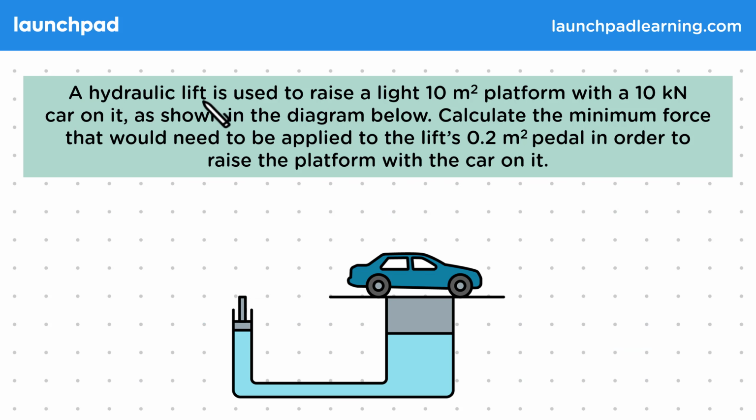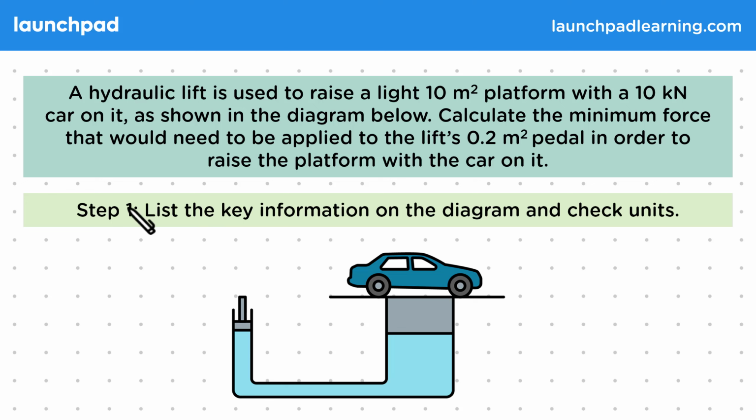A hydraulic lift is used to raise a light 10 meter squared platform with a 10 kilonewton car on it, as shown in the diagram below. Calculate the minimum force that would need to be applied to the lift's 0.2 meters squared pedal in order to raise the platform with the car on it. So lifting up heavy objects like this is a very common application of hydraulics.